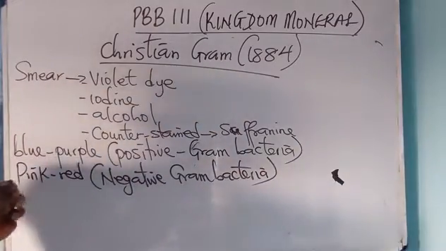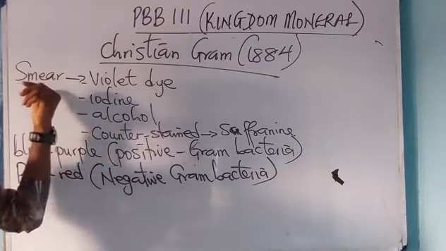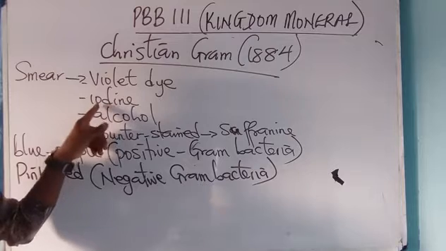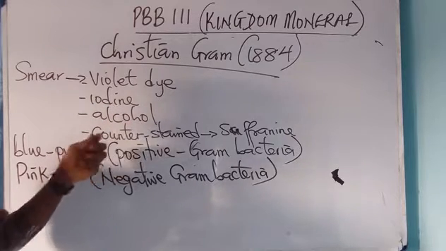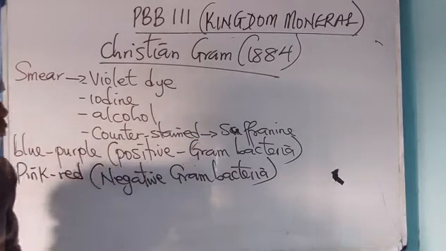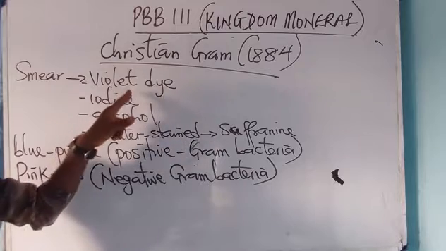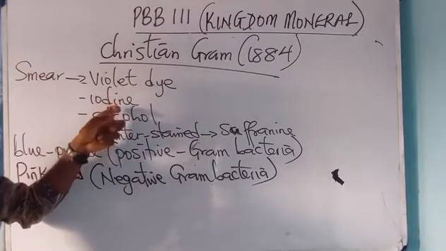This was his experiment. Violet dye was used to soak it. Then the iodine was used to treat it. Then alcohol was used to wash it. Then safranin was used to what? Stain it. Okay, violet dye cannot act as a mordant. So please, it is what? This iodine, please, not violet dye.